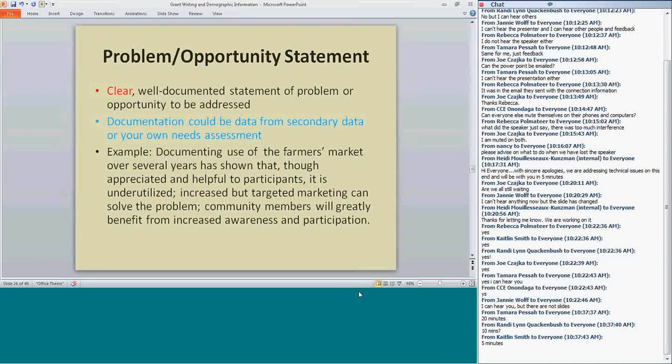Again, be clear and well documented, and as we talked about, it can be from secondary data or your own needs assessment. Just as an example, we've looked at farmers market use over the last several years, and we know that it's been very helpful to the participants in it. It's provided access to food that they hadn't had before, but we know it's underutilized. We know there are this many people in poverty with low access to food in the area, but we're only serving a small percentage of them based on the number of people we count coming to the market each week. We know that they will benefit from increased participation and awareness based on this research, and so here's where we're going. That's an example of how you can combine something you're looking for with some of that information that's broader from the profiles.